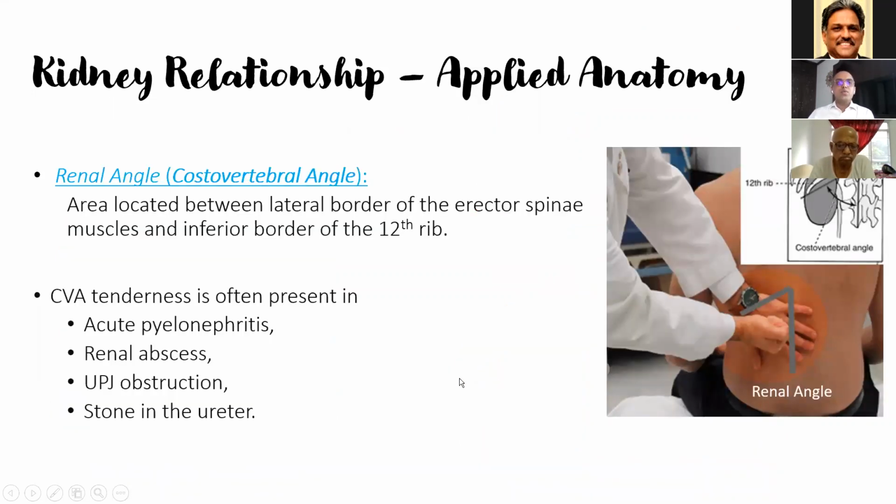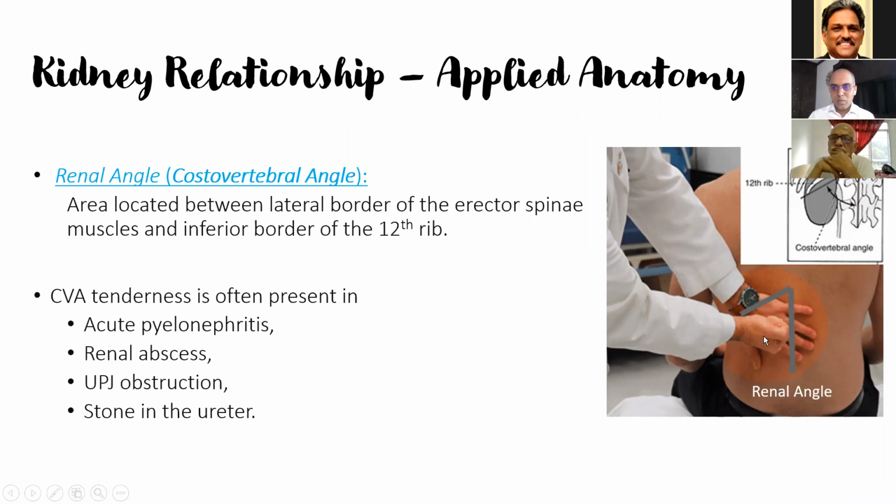So with relationship to the adjacent structures, let's look at the applied anatomy. The renal angle is formed by the lateral border of the erector spinae muscle and the inferior border of the 12th rib. This is otherwise known as the costovertebral angle. This region can help us elicit tenderness, which is known as costovertebral angle tenderness, which often depicts pathology in the kidney.